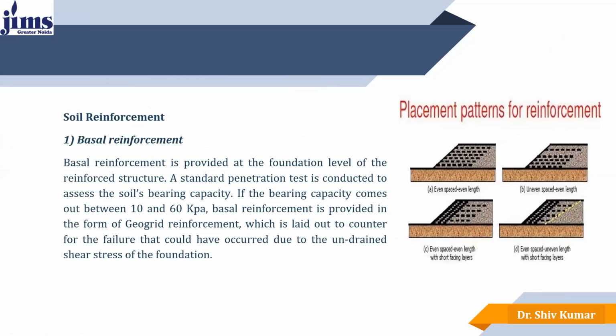Now come to the soil reinforcement. Here we can see the basal reinforcement which has been provided. In the first image, it is even spaced, even length. Here you can see the black dots which are applied for the basal reinforcement. In the B image, it is uneven. Here we can see even spaced, even length with short facing layers. This is the short facing. And here we can see short facing layers, even spaced, uneven length. The length is uneven, as shown by the dotted yellow line.